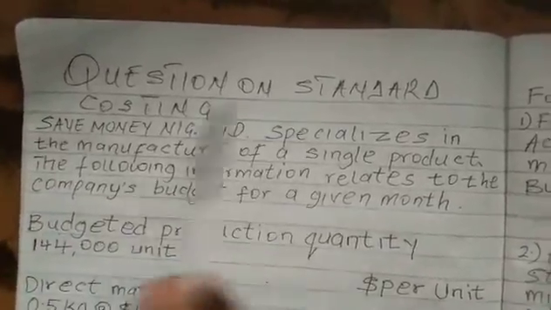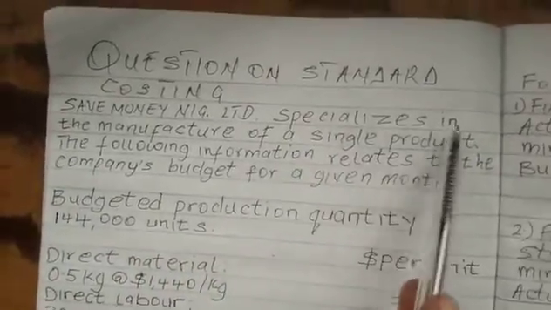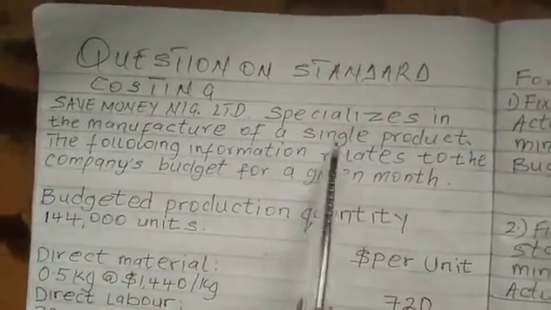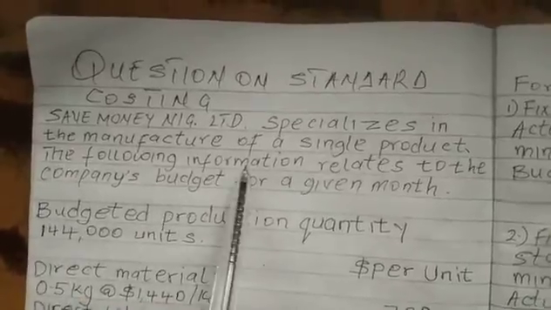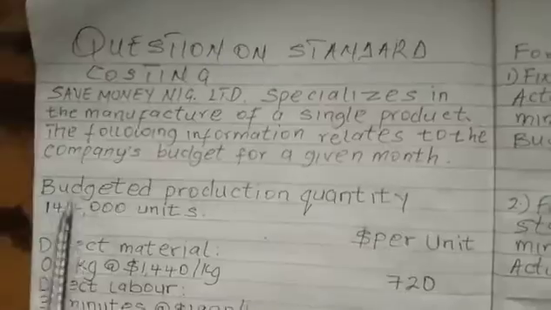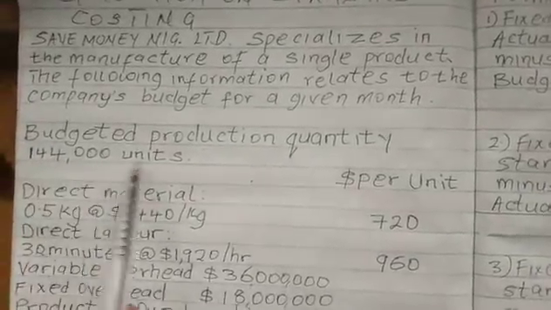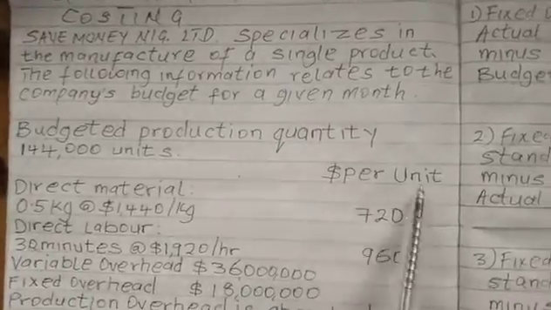Question on standard costing. Save Money Nigeria Limited specializes in the manufacture of a single product. The following information relates to the company budget for a given month. Projected production quantity: 144,000 units.